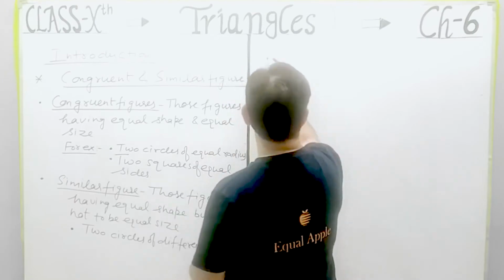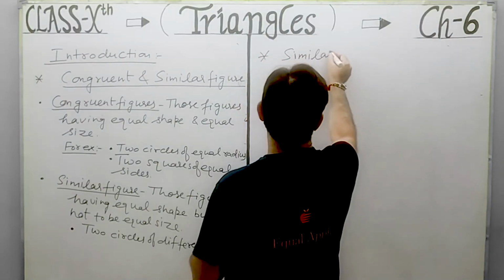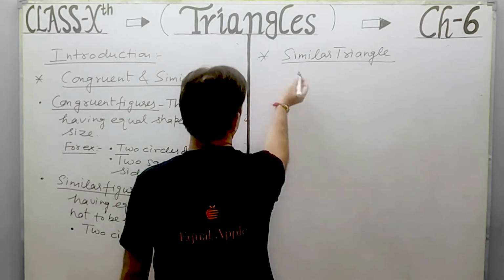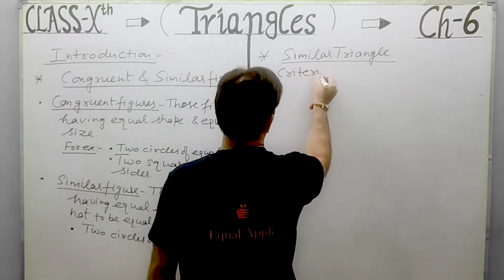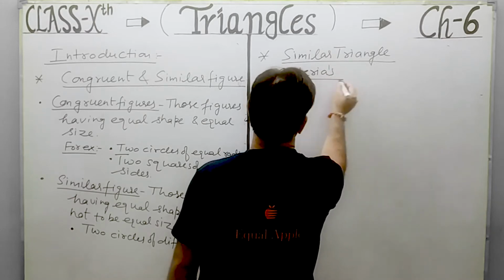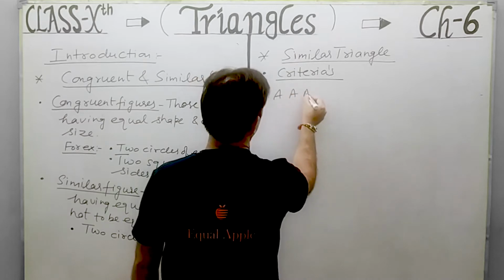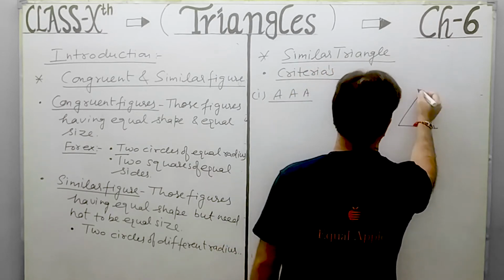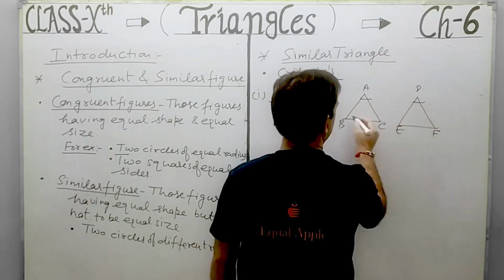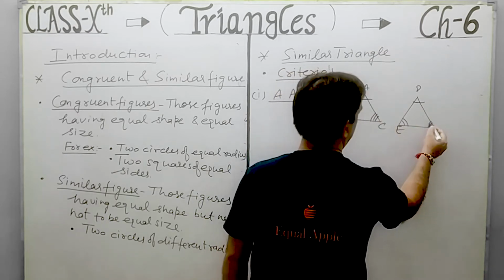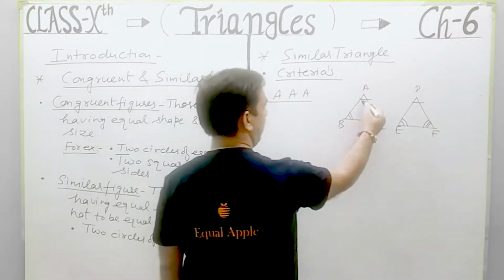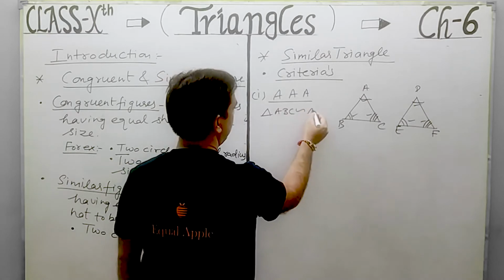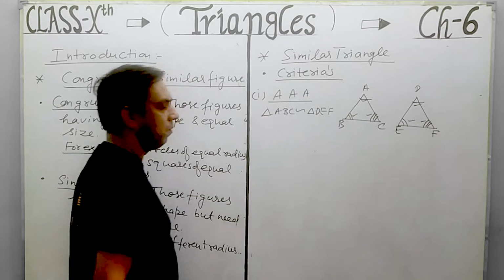In this chapter we will study similar triangles. For similar triangles there are different criteria. The first one is the angle criteria. In this criteria, one triangle is similar to another triangle if its corresponding angles are equal to each other. Here, if A is equal to D and B equal to E and C equal to F, then we can say triangle ABC is similar to triangle DEF by the criteria of angle.